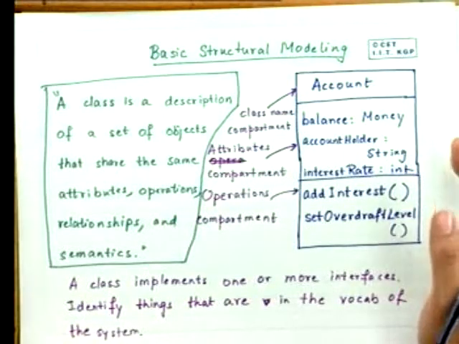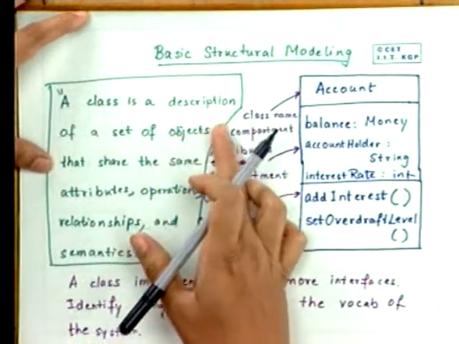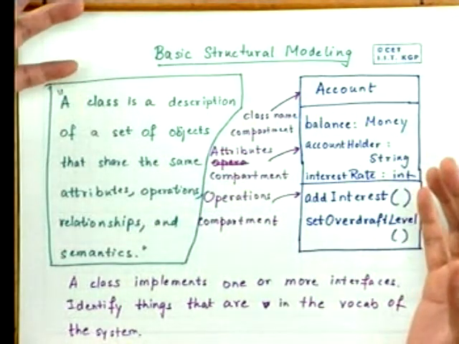The three important major modeling tasks in UML are structural modeling, behavioral modeling, and architectural modeling. In the last class, we had started talking about basic structural modeling in UML. So we have seen that basic structural modeling involves modeling the structure of the system, and the most important static structure of the system is the class. A class implements one or more interfaces, and in order to do the structural modeling, we need to identify the classes in the system that form the vocabulary of the system.